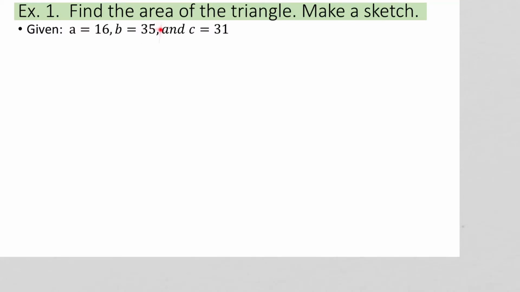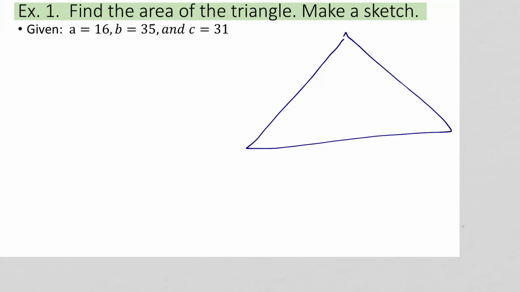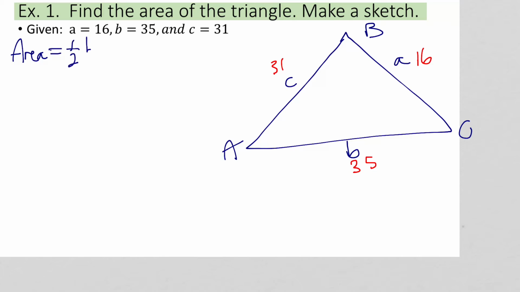Example 1 says, find the area of the triangle, make a sketch, and I'm given side, side, and side. So I'm just going to make a general sketch. I'm going to put my letters on it, opposite, opposite, opposite. I'm going to put my dimensions on it, 16 for a, 35 for b, 31 for c. I'm going to write down my formula for area. Area is equal to 1/2 times your base times your height.